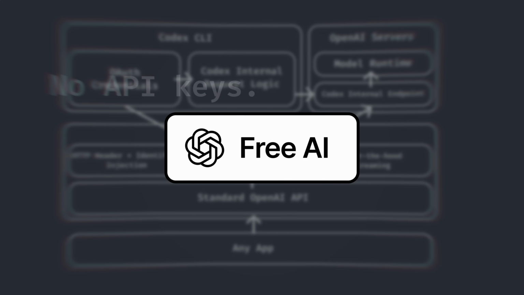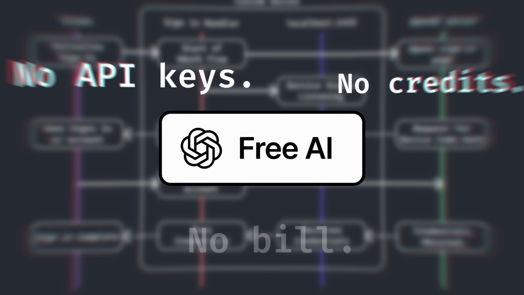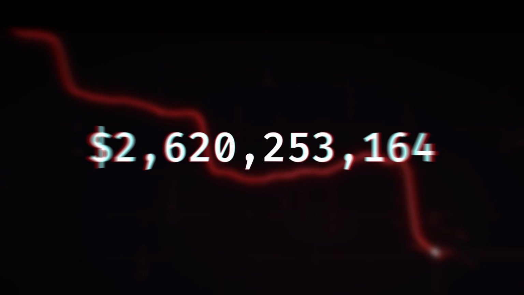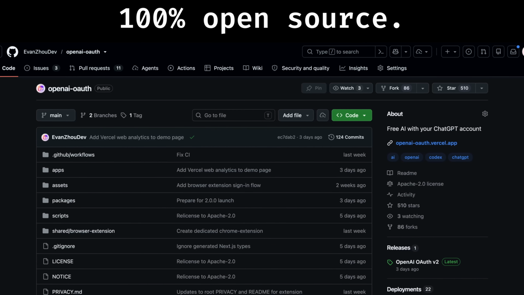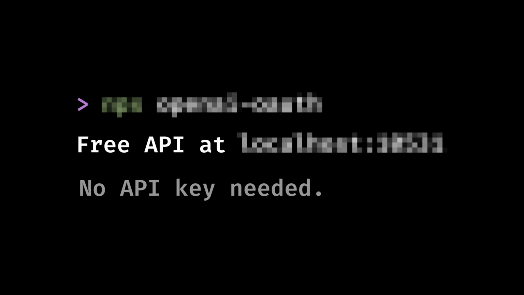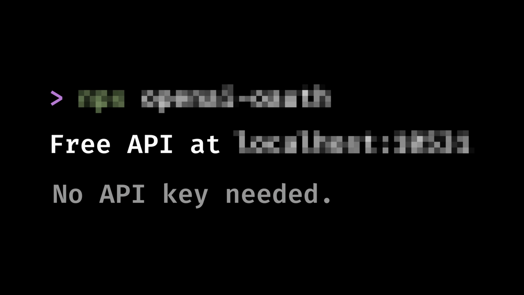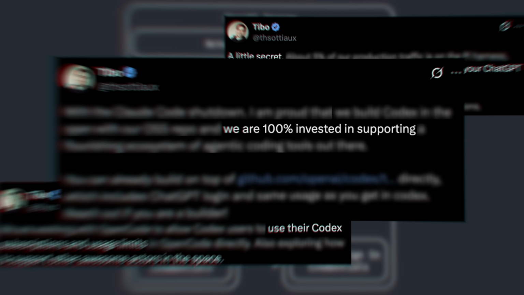This button gives you free AI from OpenAI in any app, and it can literally cost OpenAI billions of dollars per year, which is exactly why I open sourced it, so that by the end of this video, you too will be able to instantly get free OpenAI API. And not only that, due to the way it works, OpenAI can do nothing to stop me.